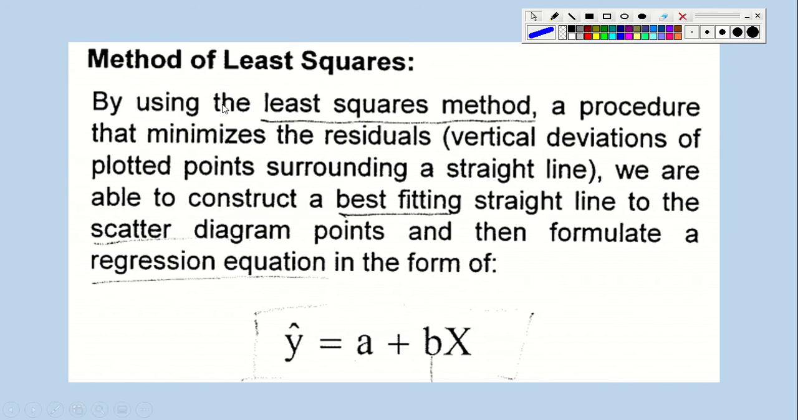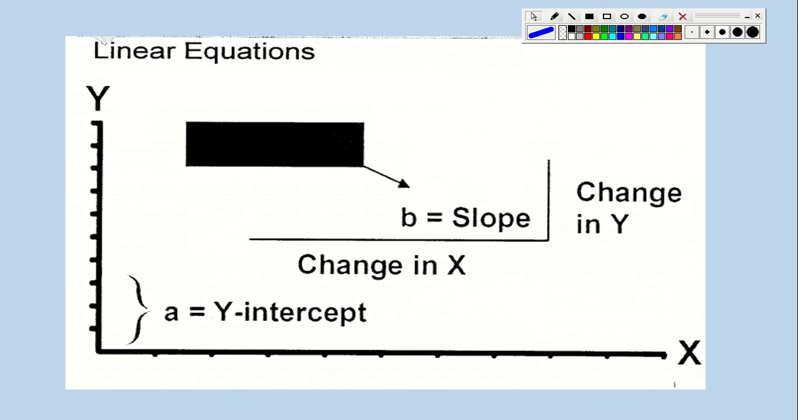Method of least squares. By using the least squares method, a procedure that minimizes the residual vertical deviation of plotted points surrounding a straight line, we are able to construct a best fitting straight line to the scatter diagram points and then formulate a regression equation in the form of y hat is equal to a plus bx.